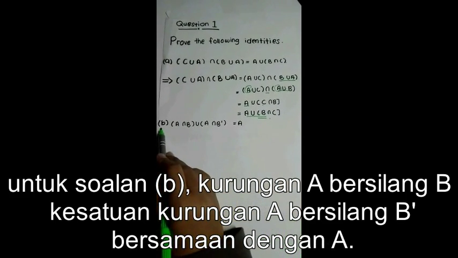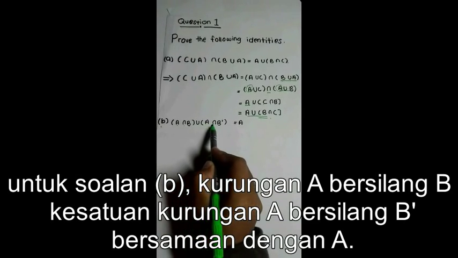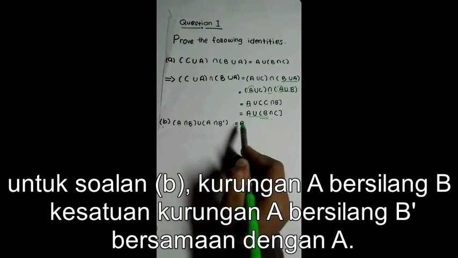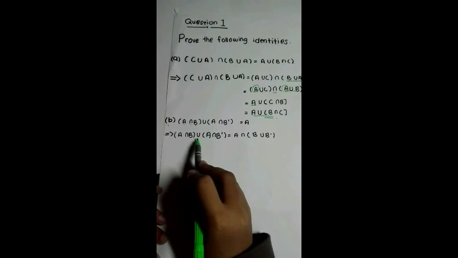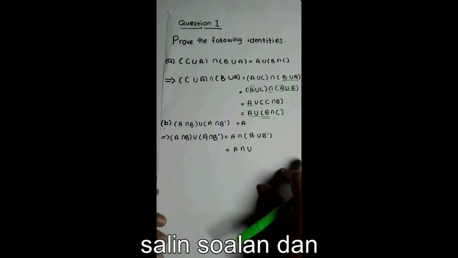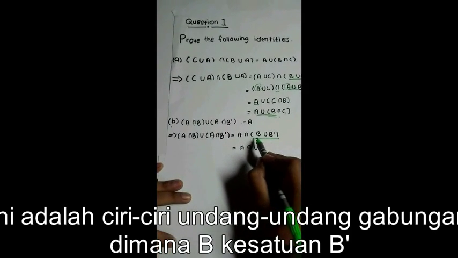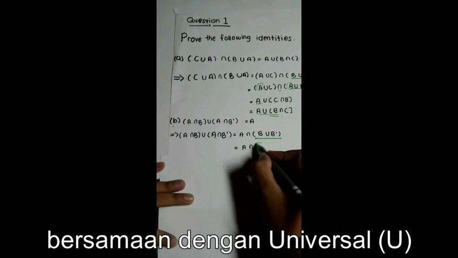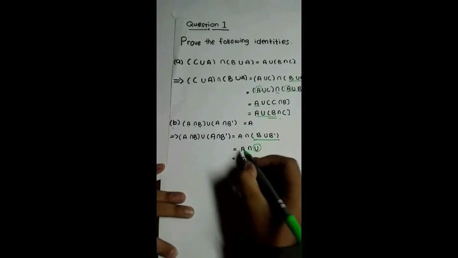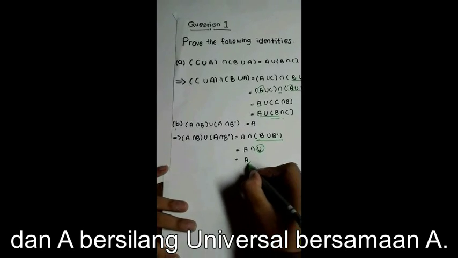For question B, A intersect B union A intersect B prime equal to A. We copy paste the question, and this property is the inverse law, which B union B prime equal to universal, and A intersect universal equal to A.